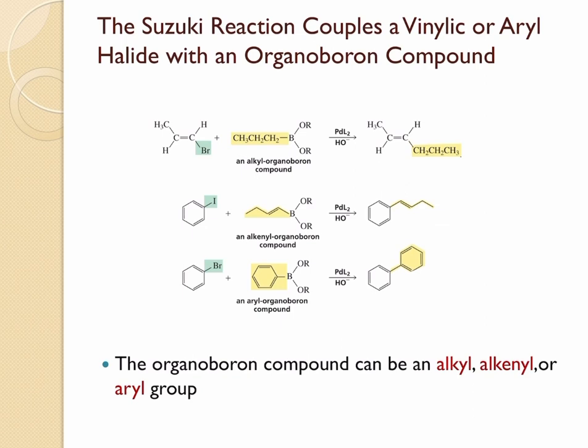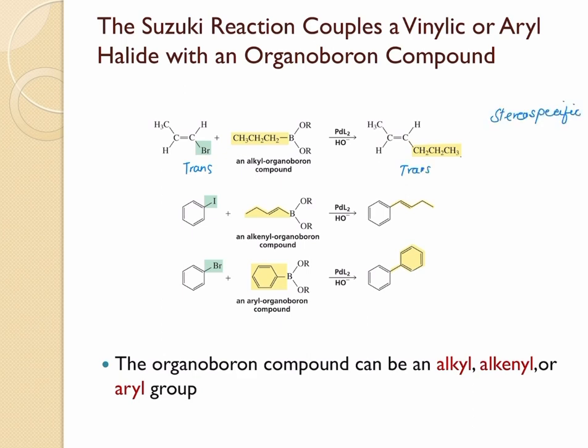In the case of vinyl halides, the configuration of the double bond is retained in the product. Say, for example, here the two groups are in trans position with respect to each other, and even in the product, the newly added alkyl group is in trans position with respect to this methyl group. So trans gives trans, and therefore this reaction is stereospecific.